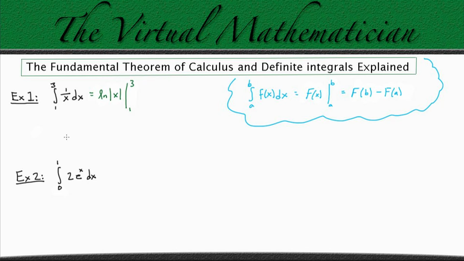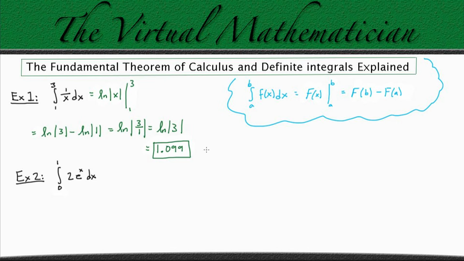So by the fundamental theorem, all we have to do is plug in those values, and that's going to give us the value of our antiderivative. So we have the natural log of 3 minus the natural log of 1. And if you recall from algebra, whenever we have a difference of natural logs, we can combine them as a quotient. So this equals the natural log of 3 over 1, which equals the natural log of 3. And if we plug that into a calculator, it's going to approximately equal 1.099. And that is how we use the fundamental theorem of calculus.